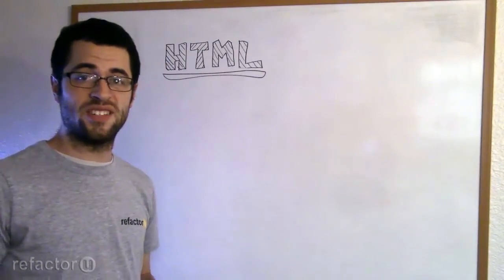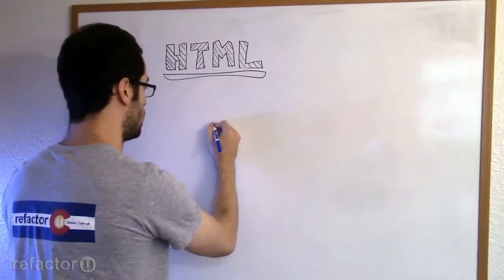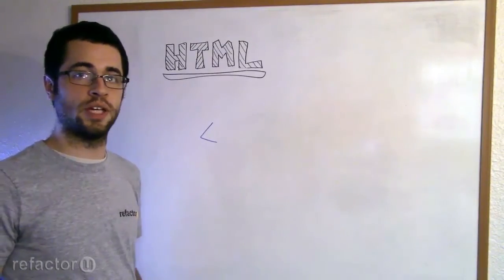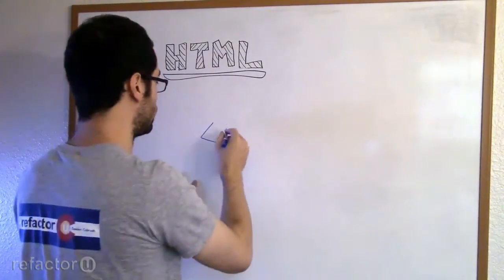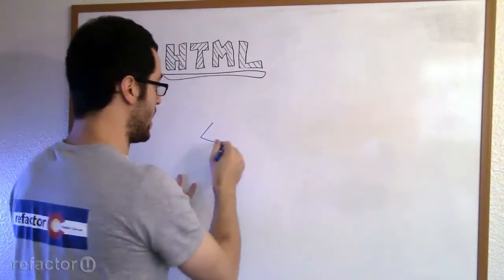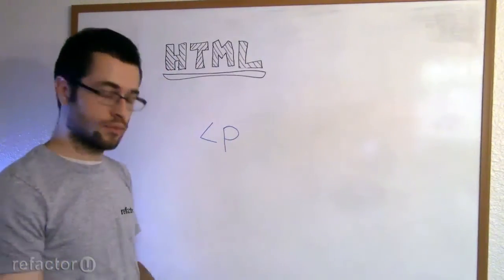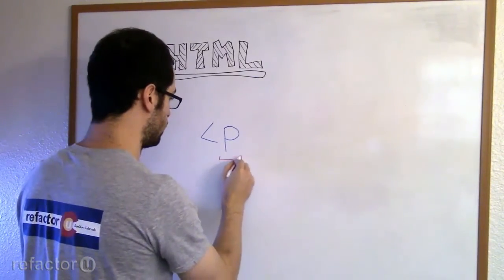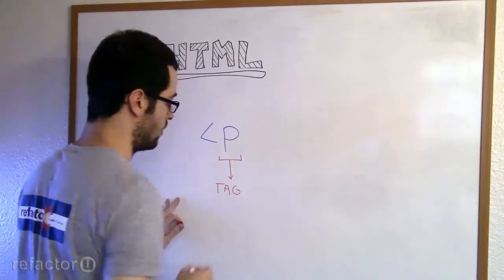First, we'll start with a basic HTML element. Elements always start with the opening caret. Then we'll define the tag. For instance, let's say we're defining a paragraph tag. So here we have our tag.